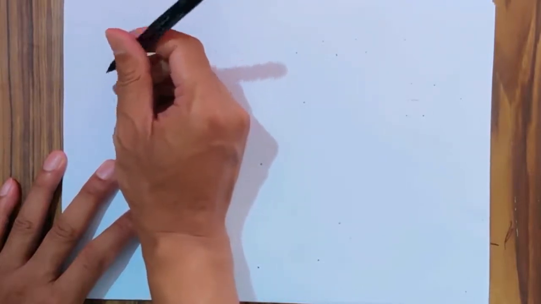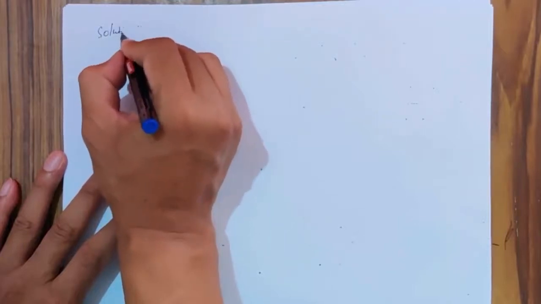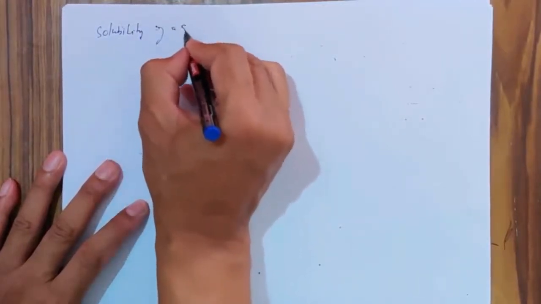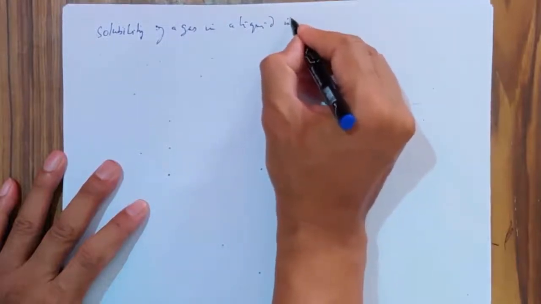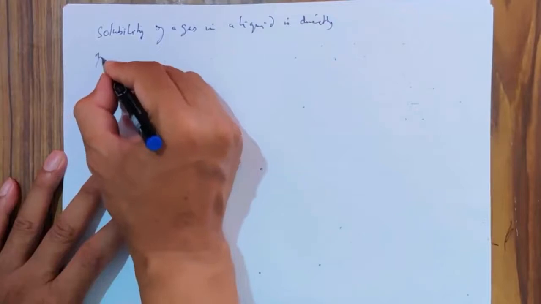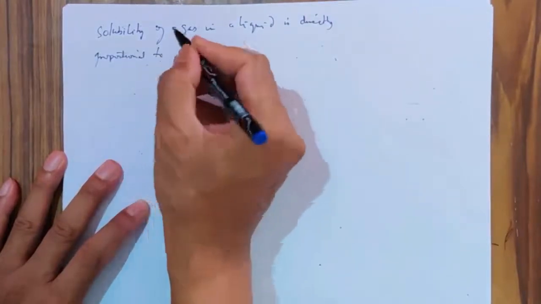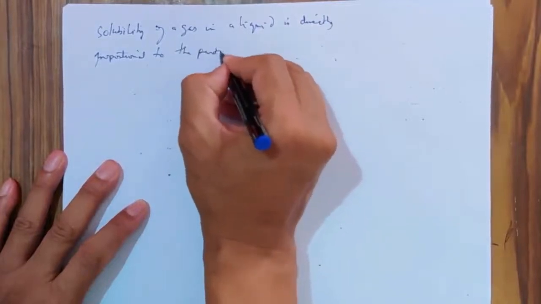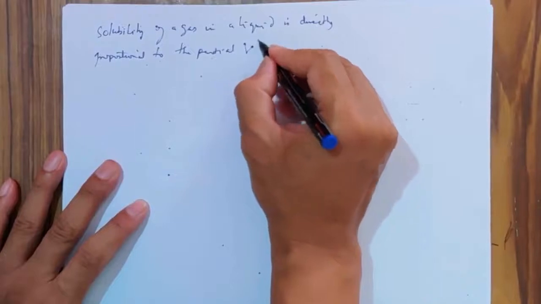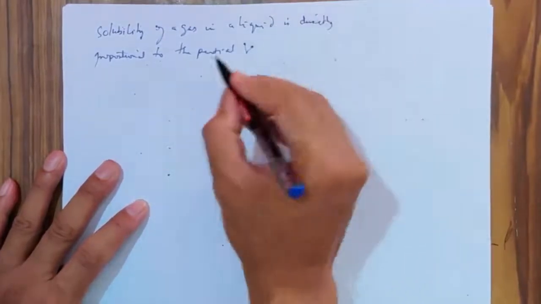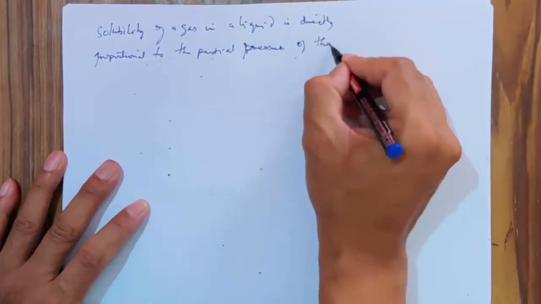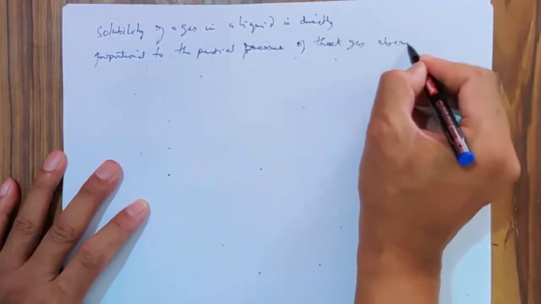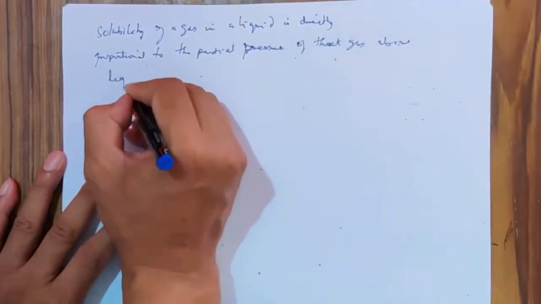So, regarding the effect of pressure, we discuss Henry's law. Henry's law is very important in the solutions topic. The solubility of a gas in a liquid is directly proportional to the partial pressure of that gas above the liquid surface.